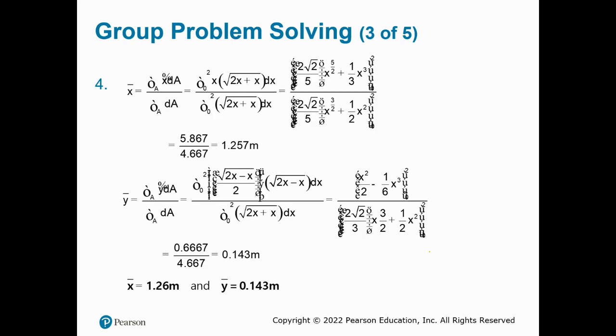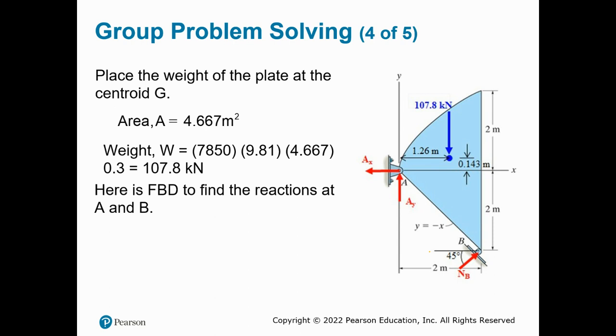Once we figure out the location of the centroid, the center of gravity of this plate, and we know the location of it, we'll place the weight of the plate at the centroid G, and we use this total area, and then multiply by the horizontal and vertical moment arm using the free body diagram to find the reaction force at location A and location B, the pin support at A and the roller support at B.